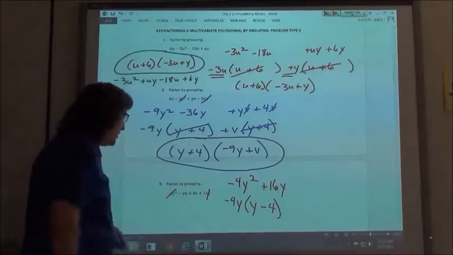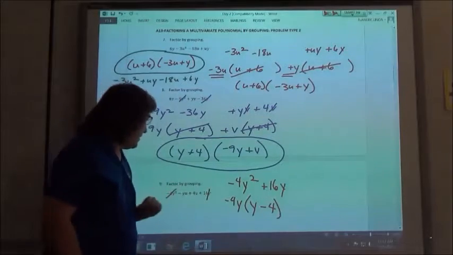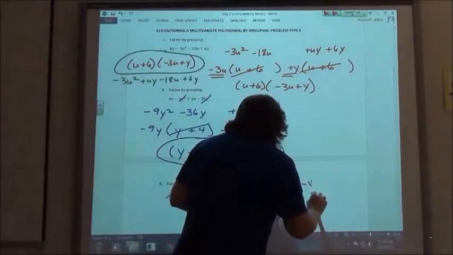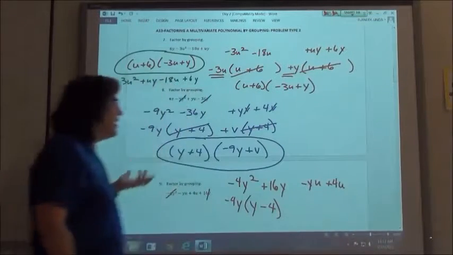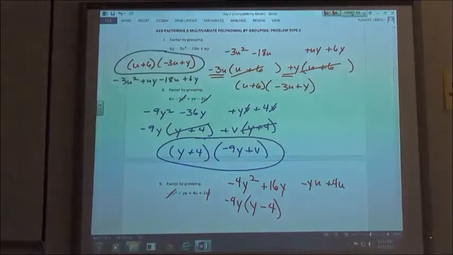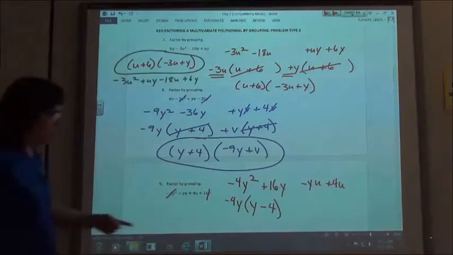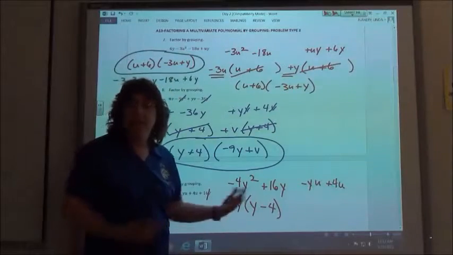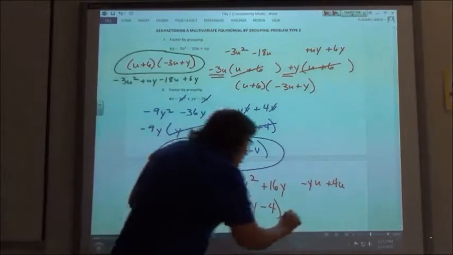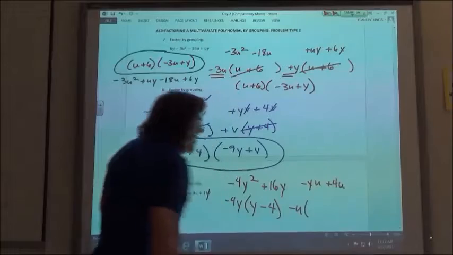So on my other ones, I want y first. So the negative yu and the positive 4u. So again, you look at that and say, okay, do I want to take out a positive u or a negative u? Well, I look to see what I want to have in the parentheses. I want my y to be positive, so I need to take the negative out. So I'm going to take the negative u out of there.